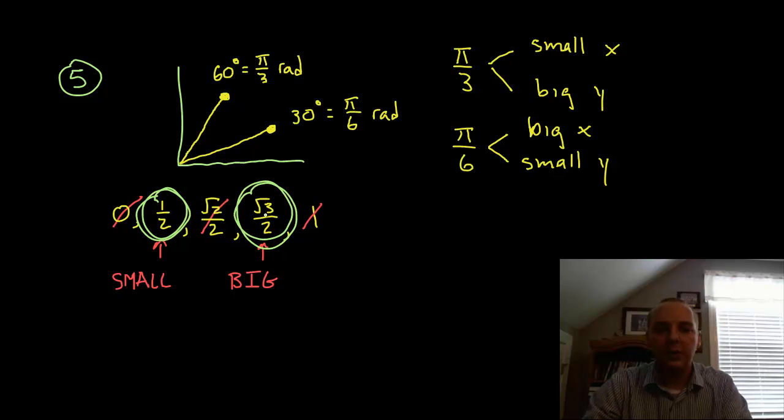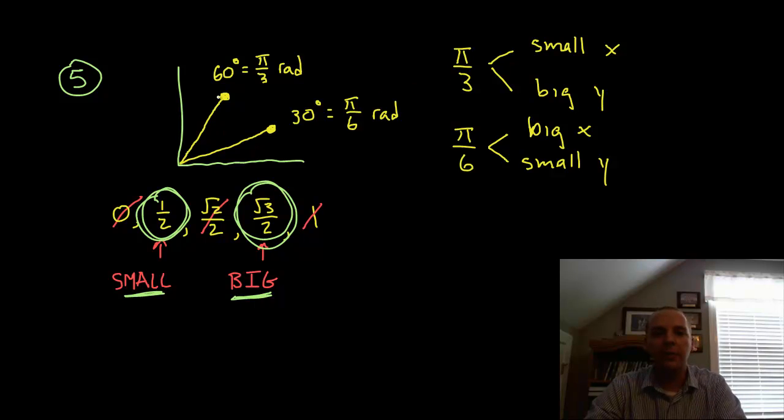And I want to associate 2 words with these. A half is obviously 0.5. That's smaller than root 3 over 2. That's a little closer to 1. It's a decimal of some kind. Let's call a half small, and let's call root 3 over 2 big. Okay, well, you'll see where we're going with this in a second.